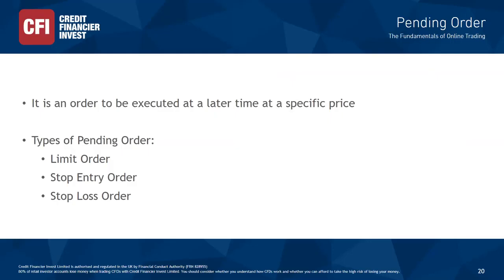The second type of order is a pending order. A pending order is an order to be executed at a later time at a specific price. And you have three types of pending orders. One is a limit order. Then you have a stop entry order. And the final one is the stop loss order.